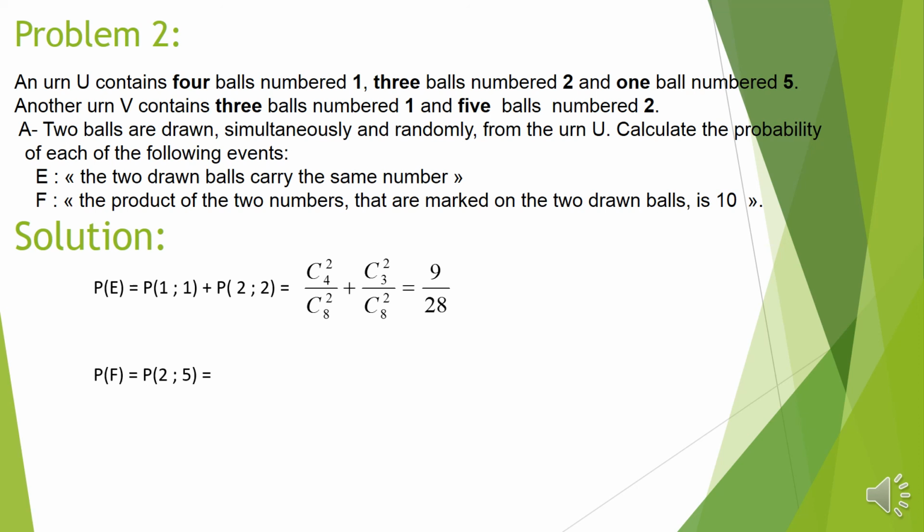If we pick the one carrying 2, it comes from 2 out of 3, and for 5 it is 1 out of 1. So the answer is 2 out of 3 times 1 out of 1, over C 2 out of 8, all possible choices, which stays the same, 2 over 8.